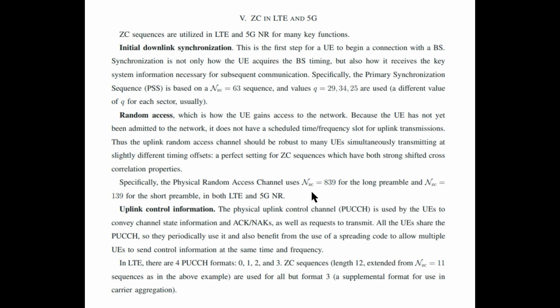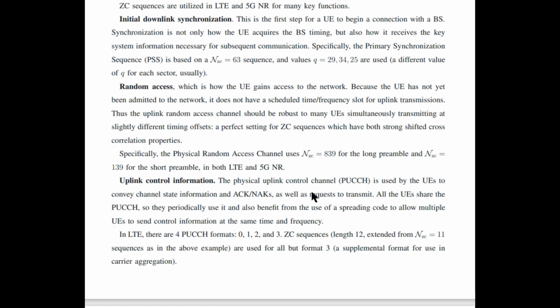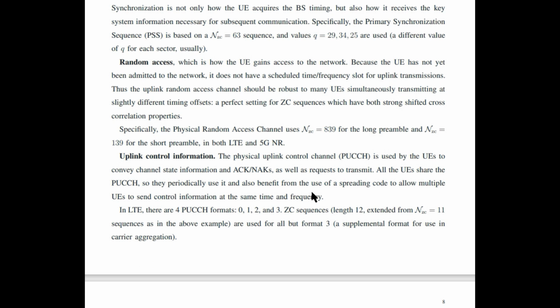That means it's a range. So for the long preamble we can use N_ZC equal to 839, and for the short we can simply use 139. Uplink control information: the physical uplink control channel, PUCCH, is used by the UE to send channel state information and ACK/NACK as well as scheduling requests to transmit. All the UEs share the PUCCH, that means the physical uplink control channel, they periodically use it, and also benefit from the use of the spreading codes to allow multiple UEs to send control information at the same time and frequency.